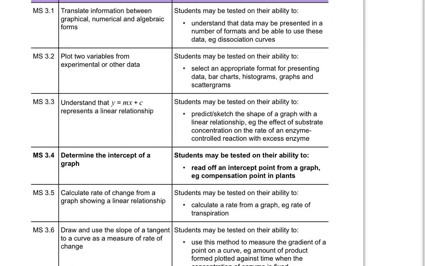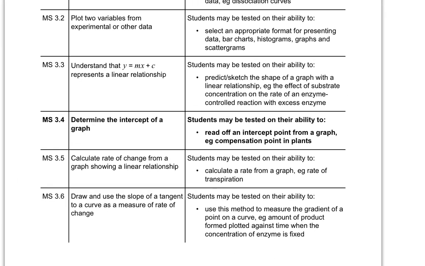Determine the intercept of a graph, e.g., finding the compensation point. If you've got some data, the classic one is photosynthesis data that looks like this, but I can extrapolate back and find the compensation point. That is the light intensity that causes no bubbles. This is like the number of bubbles. Look up the compensation point. That's where it's the x-axis intercept, and then you can do the y-axis intercept for the amount of respiration that's going on.